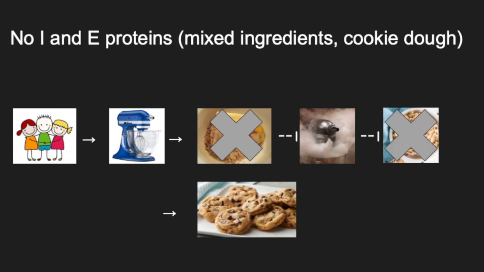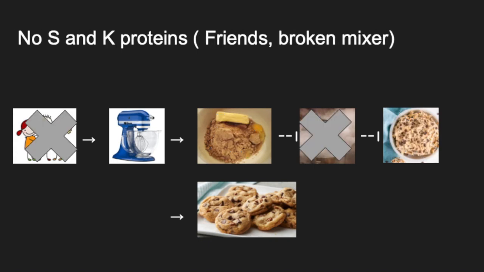With no I and E proteins, the ingredients were not mixed here because of the broken mixer, therefore the cookie dough was not made, so cookies were not made. Without the S and K proteins, although you were alone right now with no friends, the mixer was not broken, so the ingredients were mixed and the cookie dough was finished and cookies were made.